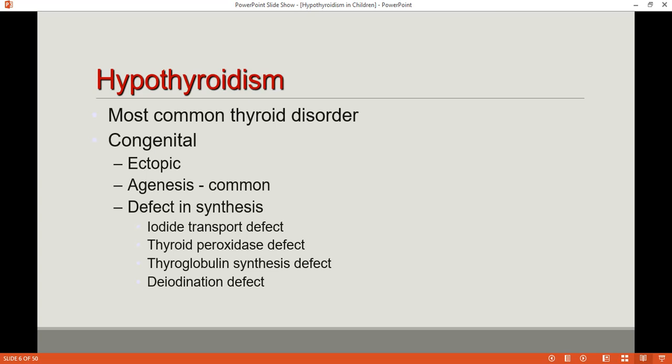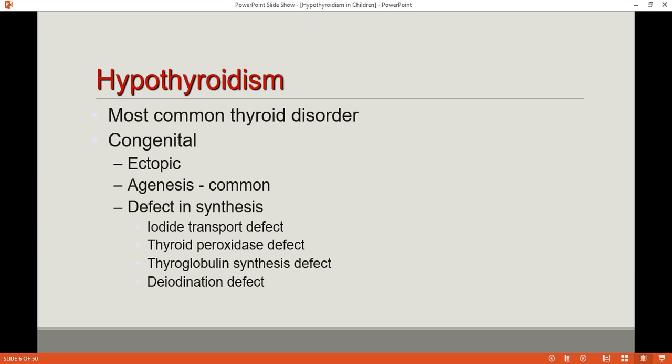So congenital causes include ectopic thyroid gland, meaning a developmental anomaly in the embryology. Then there is agenesis, which is most common. 90% of cases are agenesis, meaning the formation of the thyroid gland is not proper. After that there is a defect in the synthesis of thyroid hormones, and this is known as dyshormonogenesis.